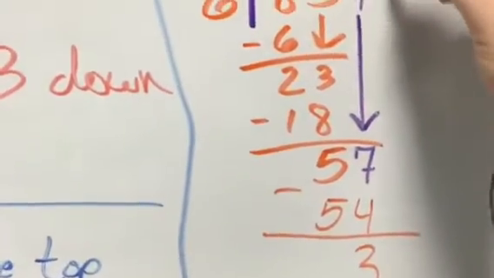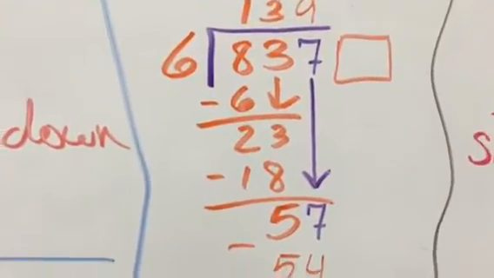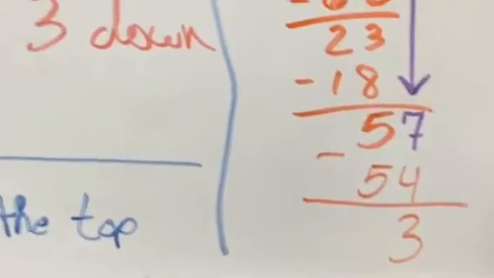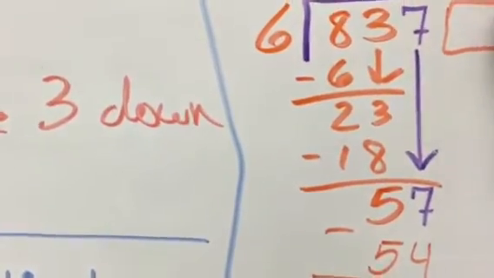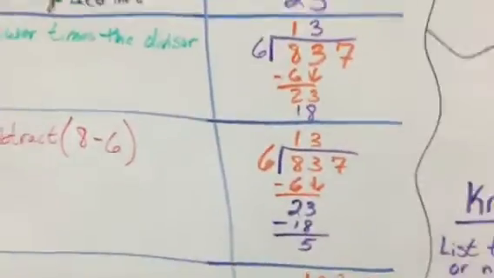And then we look, oh, is there anything to bring down? Nope, there's not. So that 3 that we had becomes our remainder. All right, let's go to the next section over here.